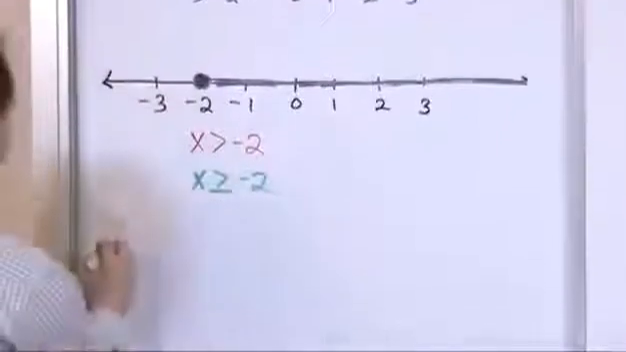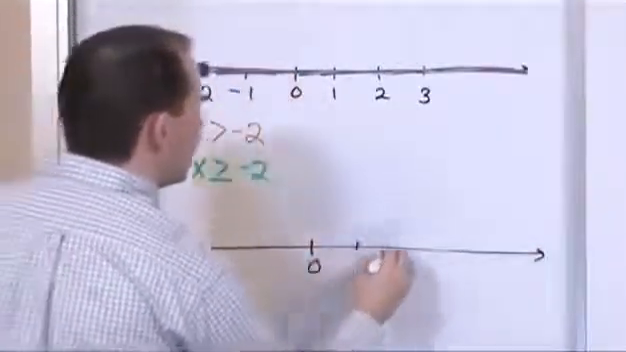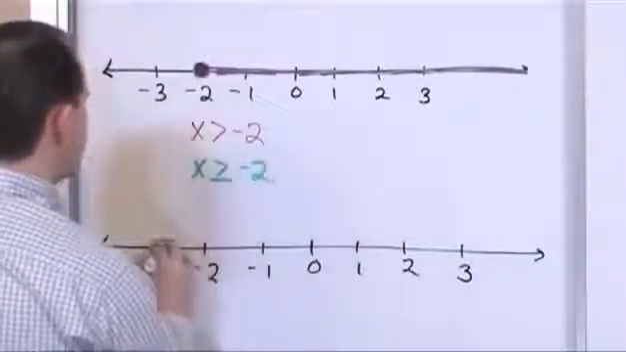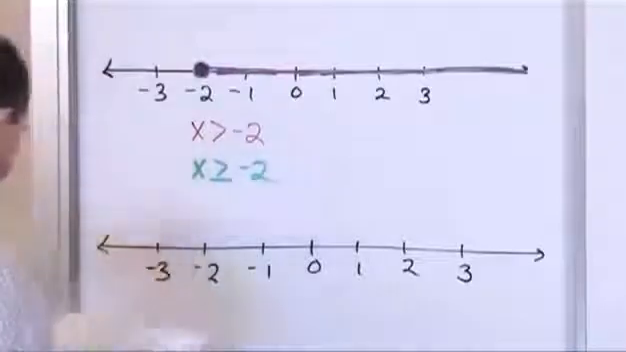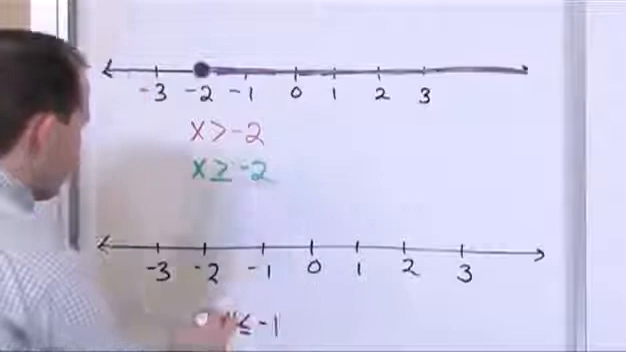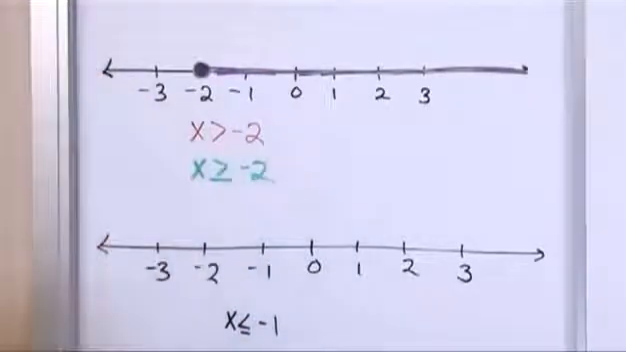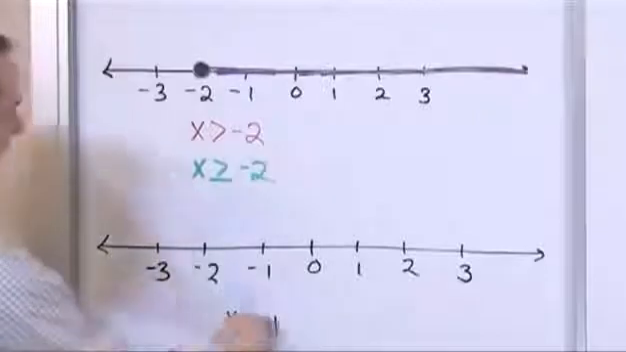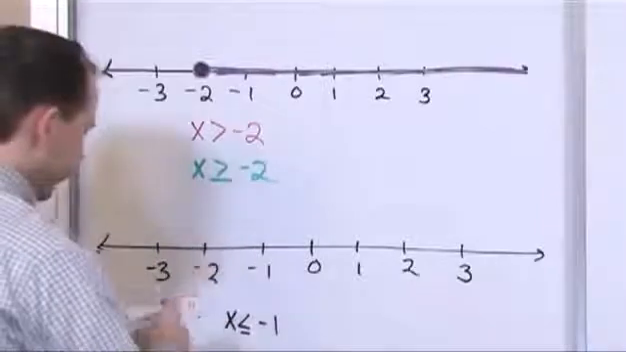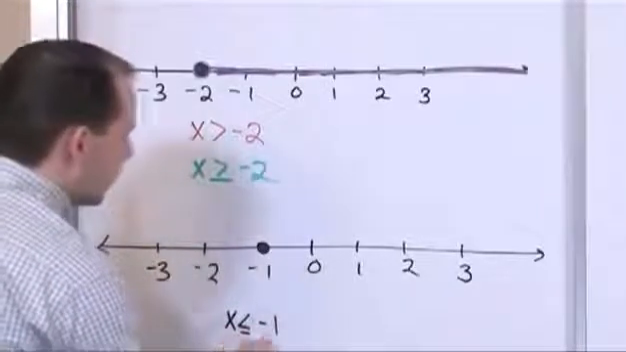All right, let's do a couple of additional examples. Let me draw another number line. So we have 0, 1, 2, 3, negative 1, negative 2, negative 3. Now let's say I wanted to represent x is less than or equal to negative 1. Well, the first thing you have to say is, negative 1 is what I'm looking at, so I have to put a circle here, and it has to be a closed circle.